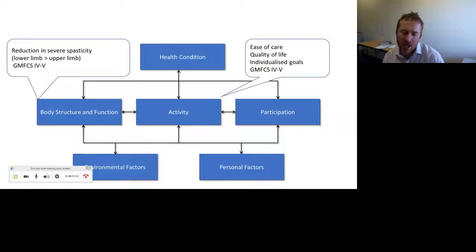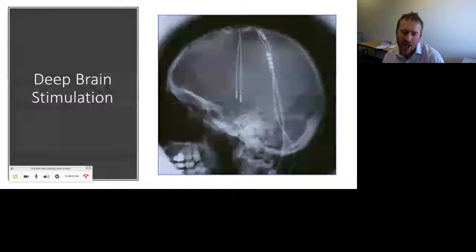There's a reasonable evidence base for ITB, particularly from a body structure and function perspective, that there's clear measures of reduced severe spasticity using the modified Ashworth scale. There's also some evidence of improved activity, including ease of care, quality of life, and individualised goals using the Canadian Occupational Performance Measure and goal attainment scaling in those more severely affected children.